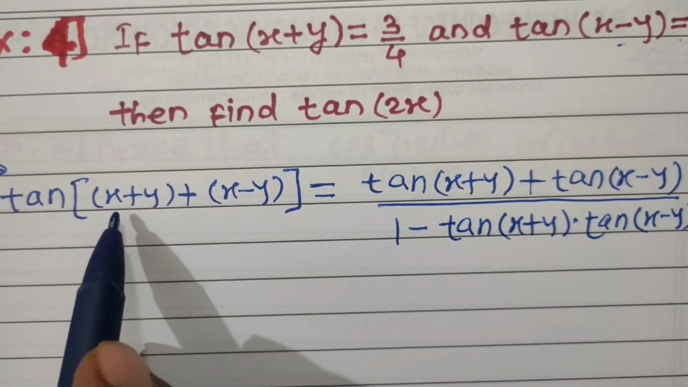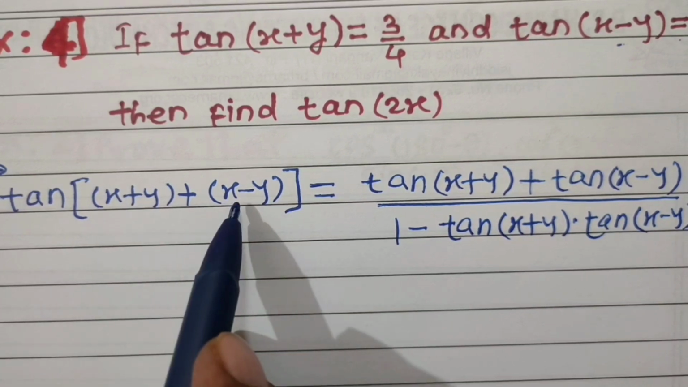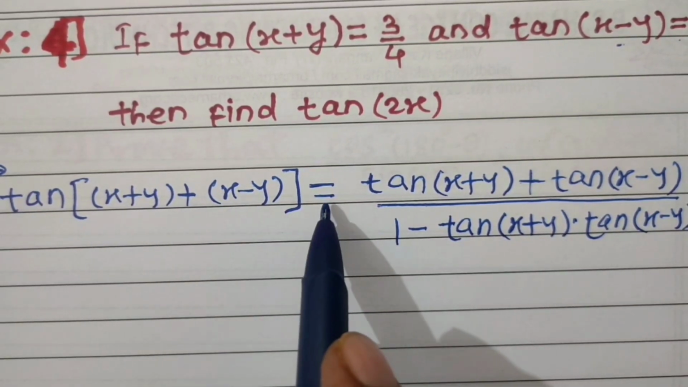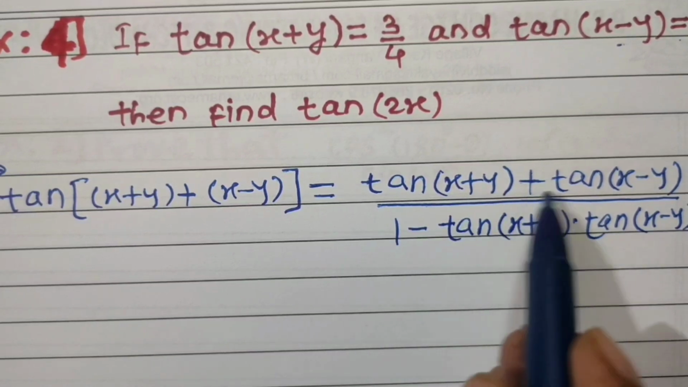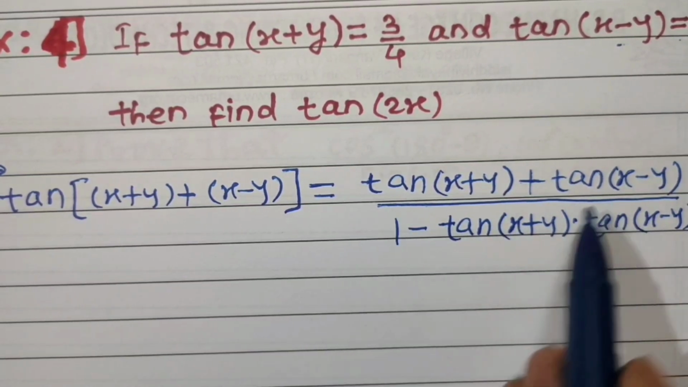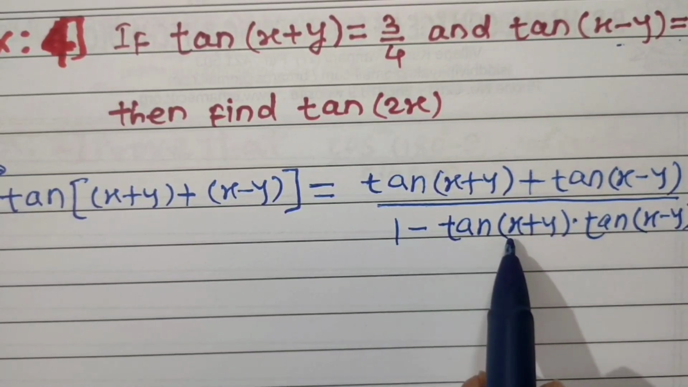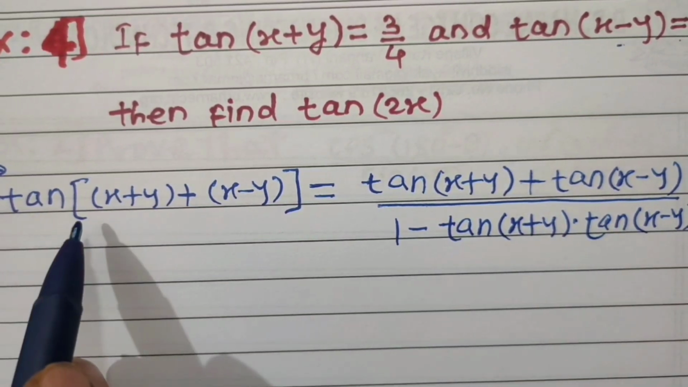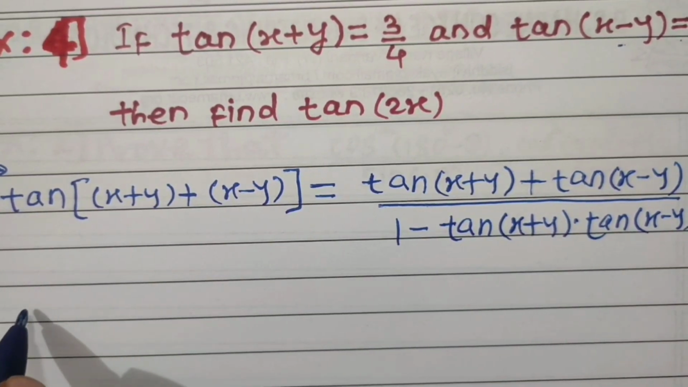Assuming x plus y is equal to a and x minus y is equal to b. Tan of a plus b is equal to tan A plus tan B divided by 1 minus tan A into tan B. We are applying this formula. Now on left hand side, this we can simplify.